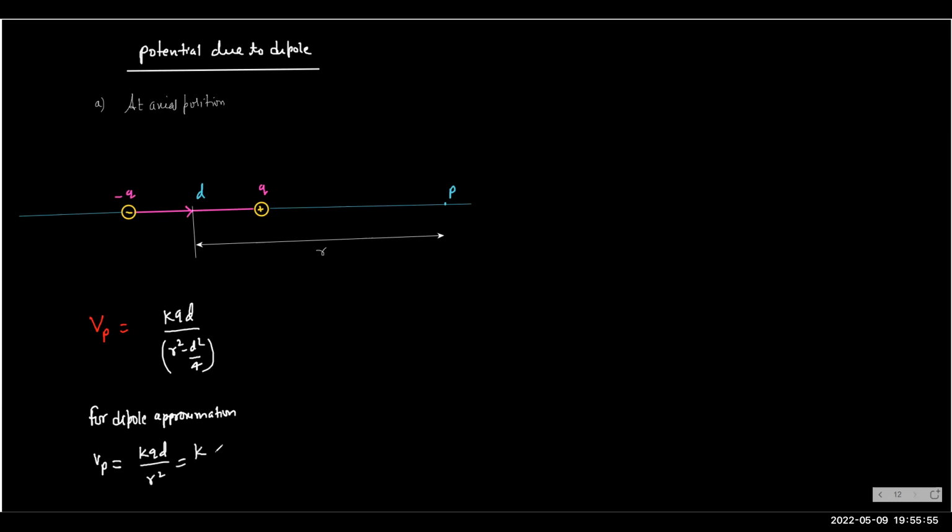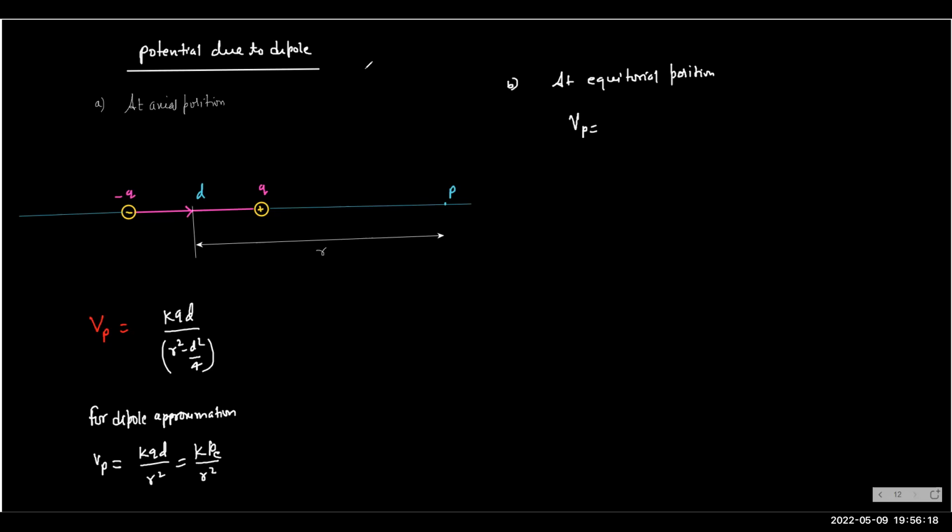So obviously, earlier we used to have kq by r. Now d has come in the numerator, so the dimensions will match. So kp by r square. And the B part is pretty easy. At the equatorial position, we'll get nothing, right?